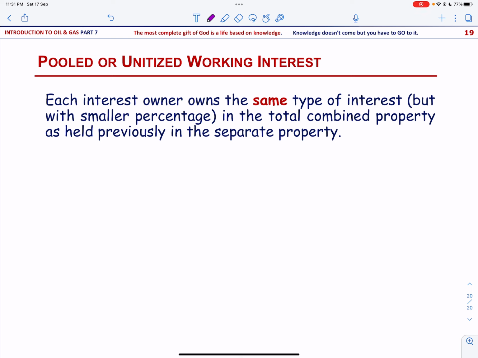So this completes part 7 of introduction of oil and gas, where we talked about the acquisition of mineral interest in property.